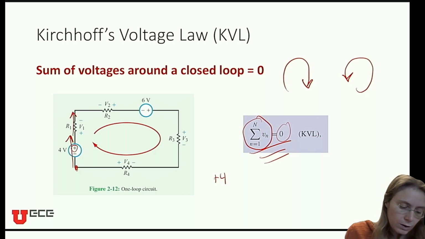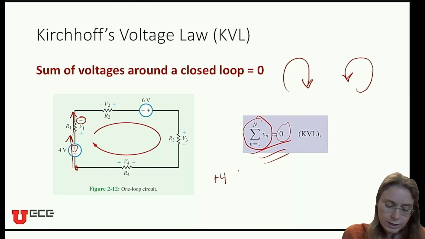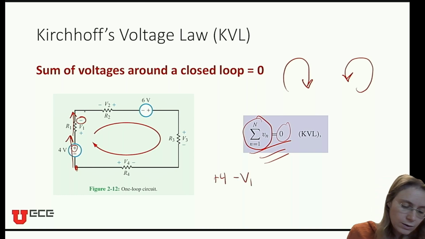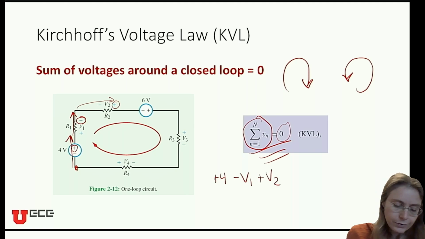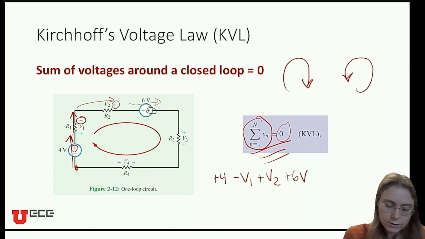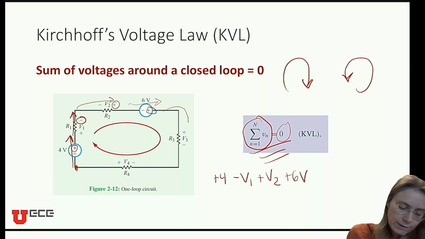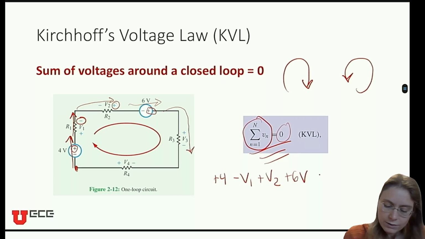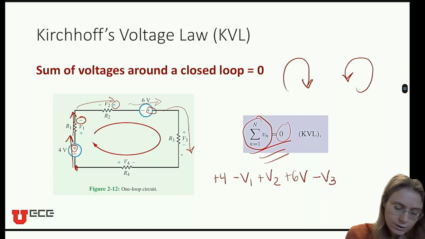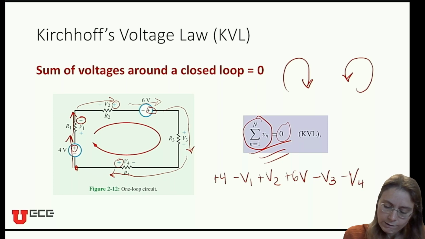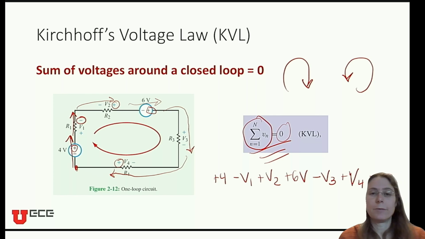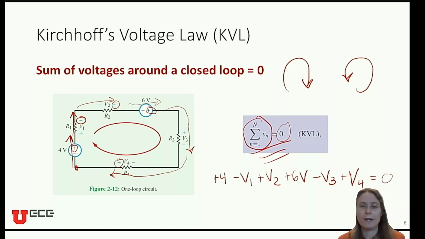Then I go through R1 here, and I come out the negatively labeled side, so I'll say minus V1. And then I come out the positive side here of V2. And then I come out the positive side of this 6-volt source. And then I come out the negative side of V3 there. And then I come out the positive side of V4. And that all must sum to 0. Let me move my head so you can see that.